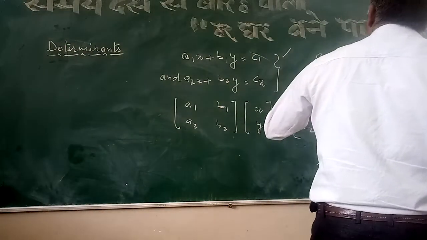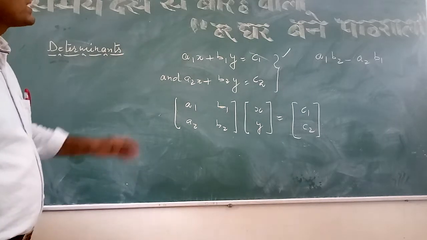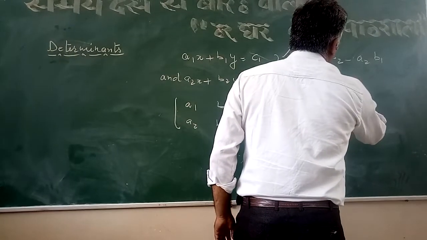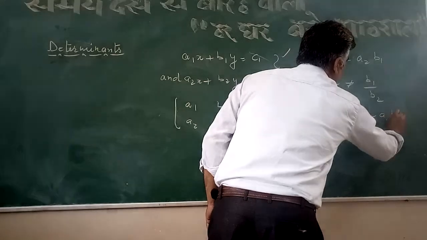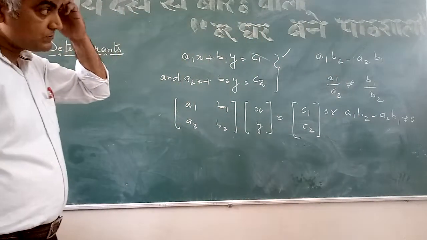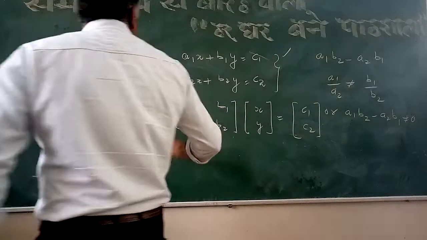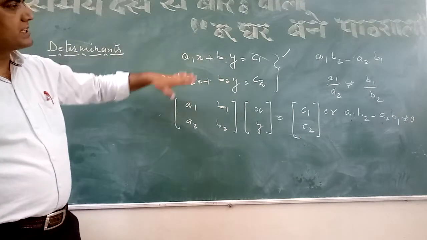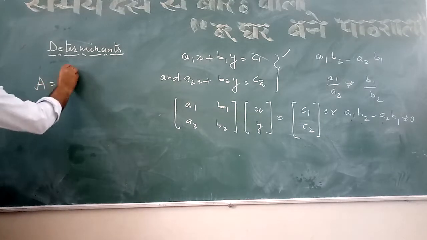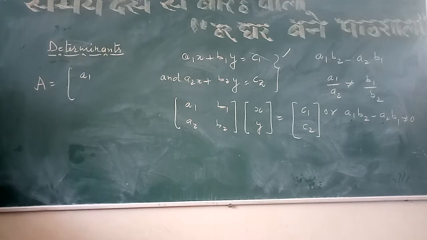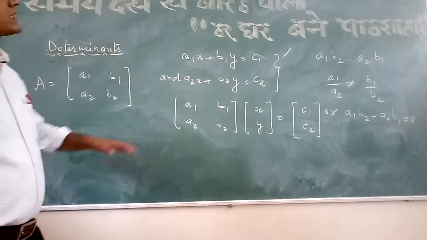In 10th class, you have studied the condition for whether a system of linear equations in two variables has a solution or not: if a1 upon a2 is not equal to b1 upon b2, or after solving, a1 b2 minus a2 b1 is not equal to 0. Therefore, this number a1 b2 minus a2 b1 determines the uniqueness of the solution of this linear system. This number is associated with matrix A and is called the determinant of matrix A. This is all about the concept of determinant.